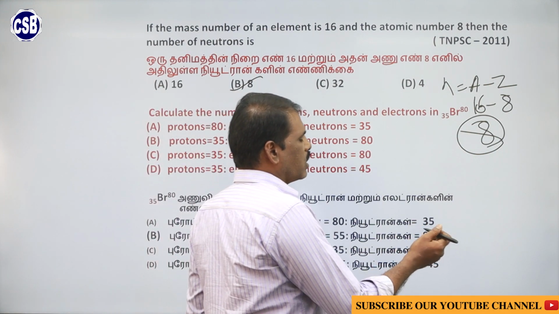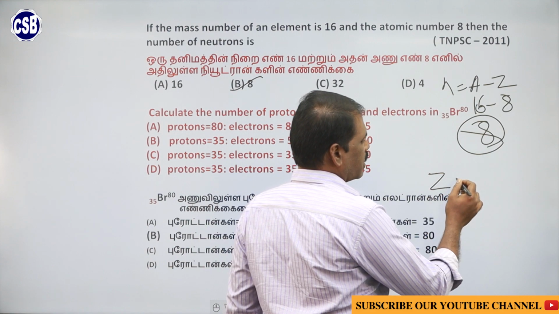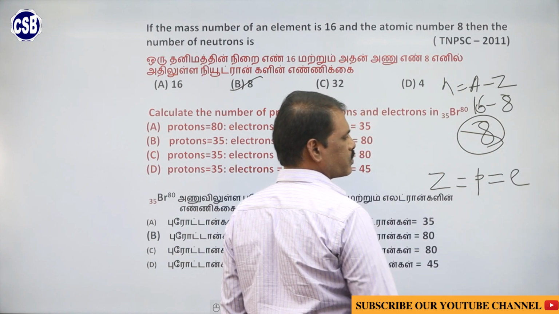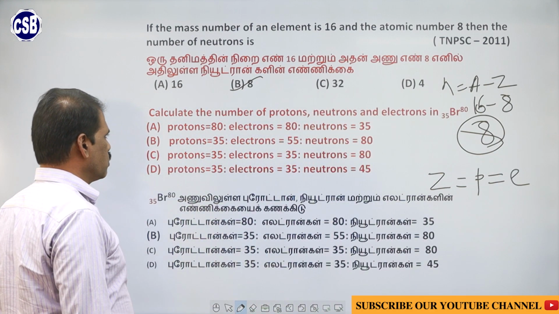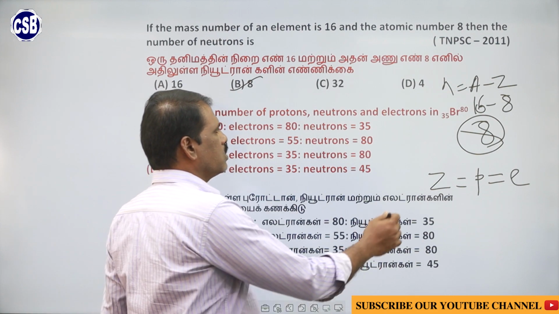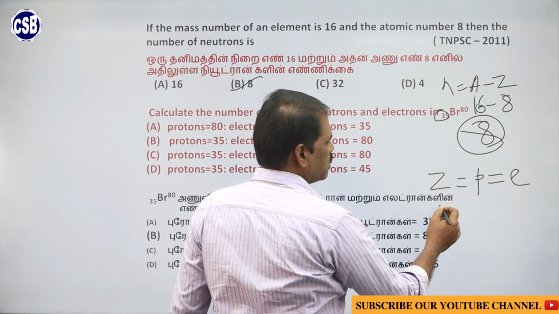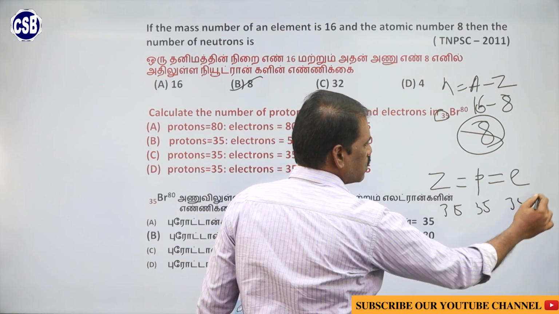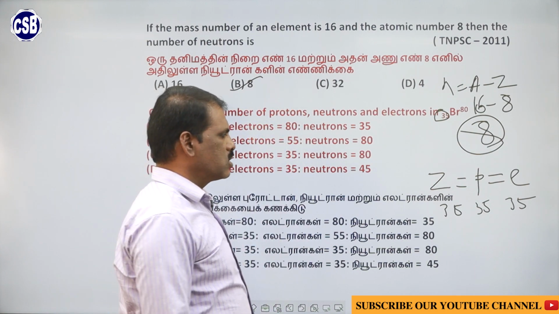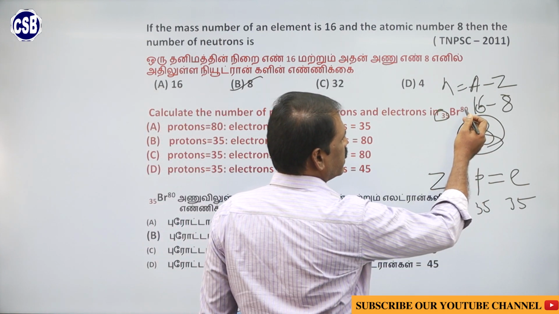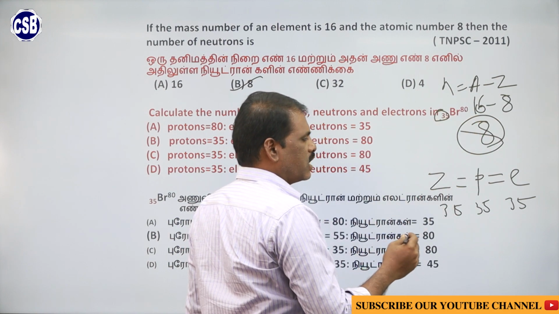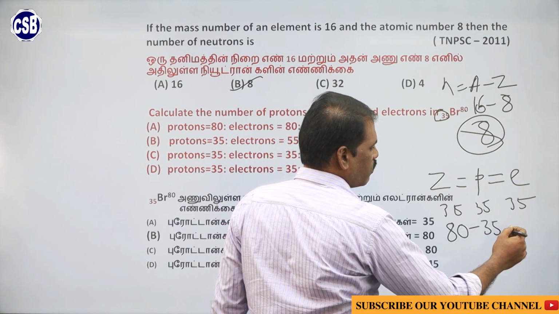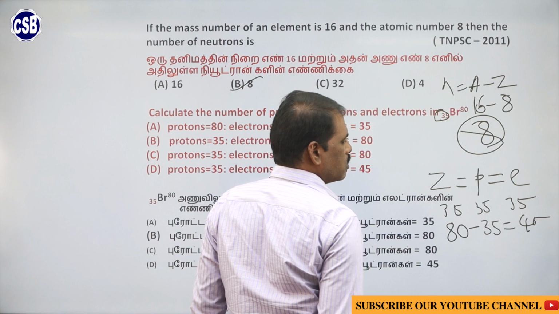We have already seen, if you take an atom, the atomic number is equal to the number of protons, that should be equal to the number of electrons. So here the atomic number is 35. So there should be 35 protons and 35 electrons. How will you find the number of neutrons? A minus Z. So here A is 80 and Z is 35. So 80 minus 35 is 45. So the number of neutrons is 45. So these are the answers.